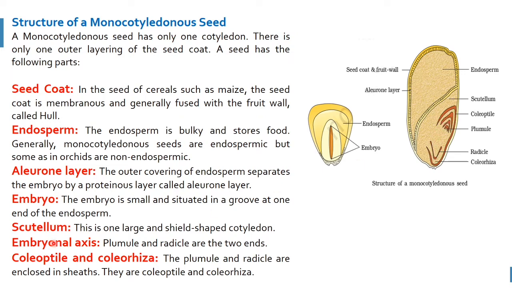Then there is the scutellum. The scutellum is one large, shield-shaped cotyledon. This is the cotyledon of the monocot seed. Then there is the embryonal axis, that is the plumule and radicle at the two ends. Then there are the coleoptile and coleorhiza. The plumule and radicle are enclosed in sheaths. The radicle is enclosed in a sheath known as the coleorhiza. The plumule is enclosed in a sheath known as the coleoptile. This is the overall structure of a monocot seed.